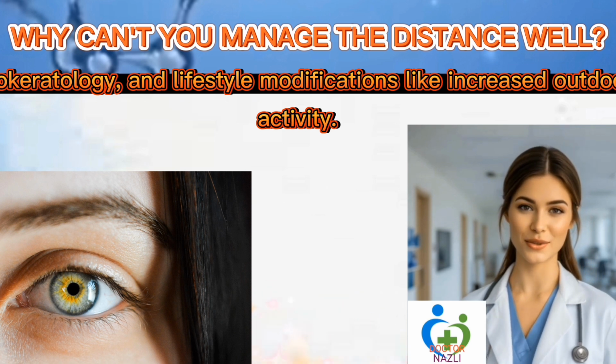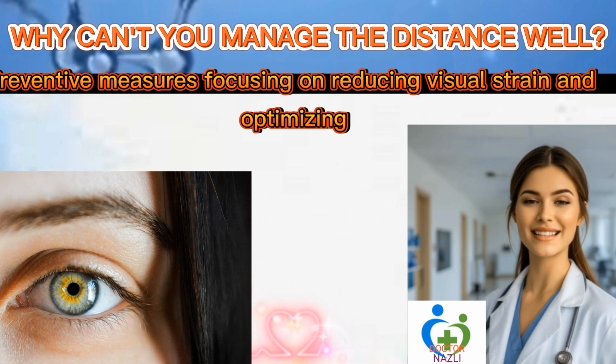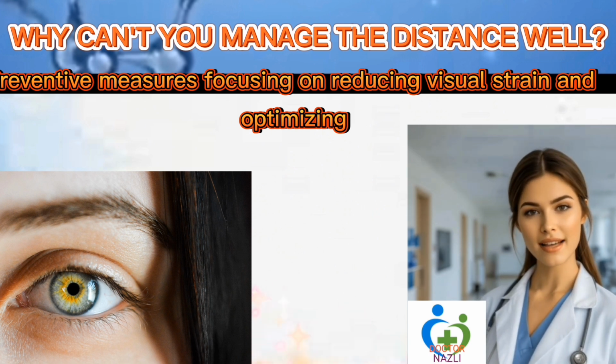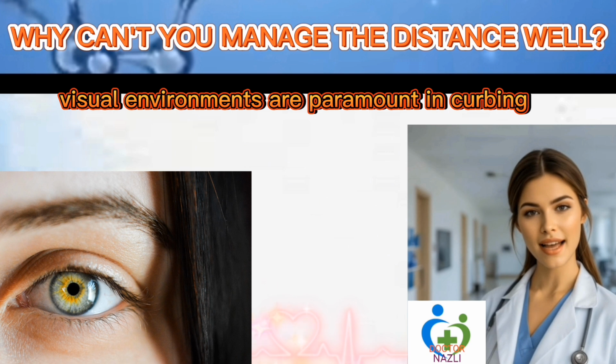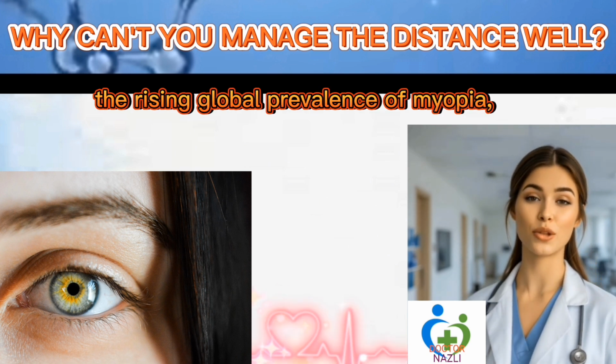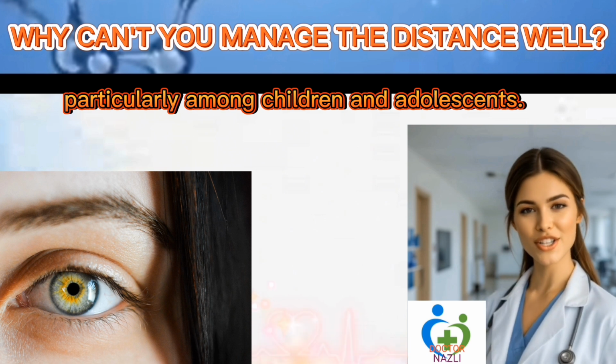and lifestyle modifications like increased outdoor activity. Preventive measures focusing on reducing visual strain and optimizing visual environments are paramount in curbing the rising global prevalence of myopia, particularly among children and adolescents.